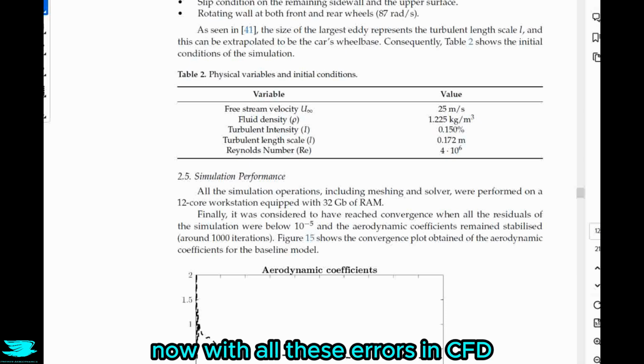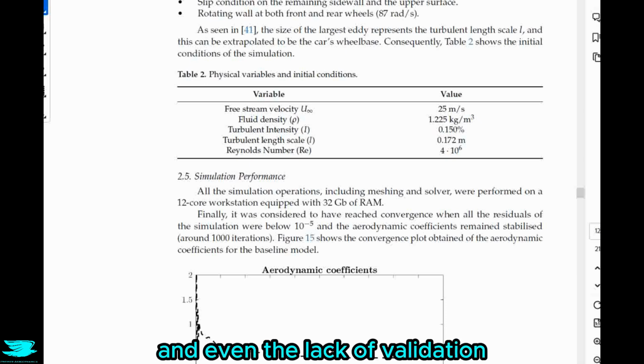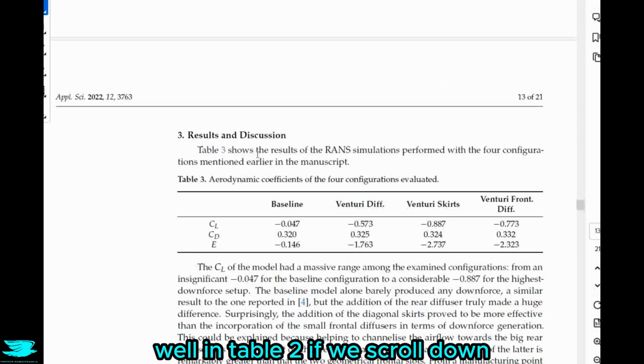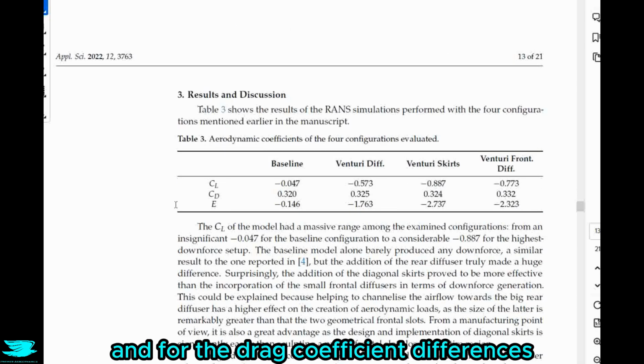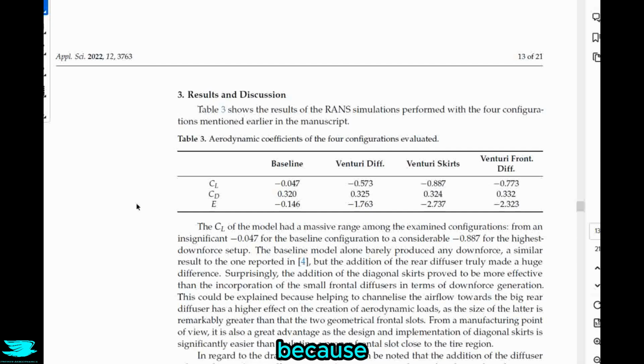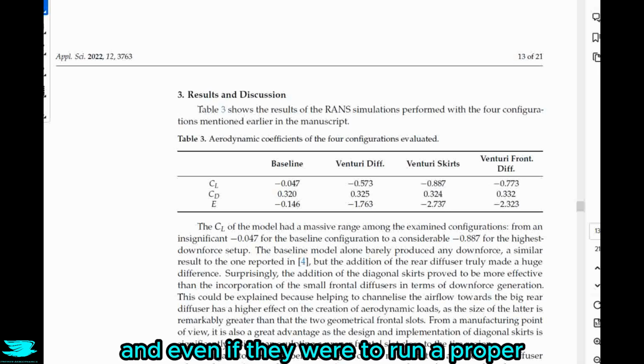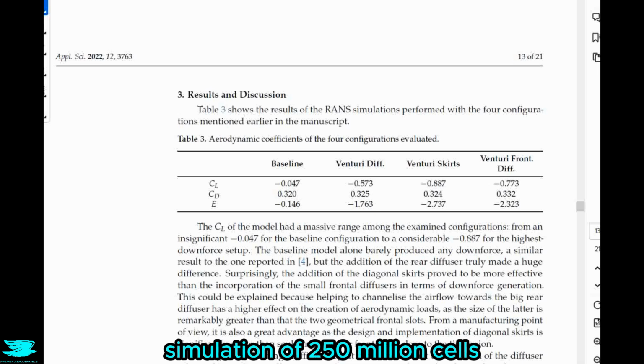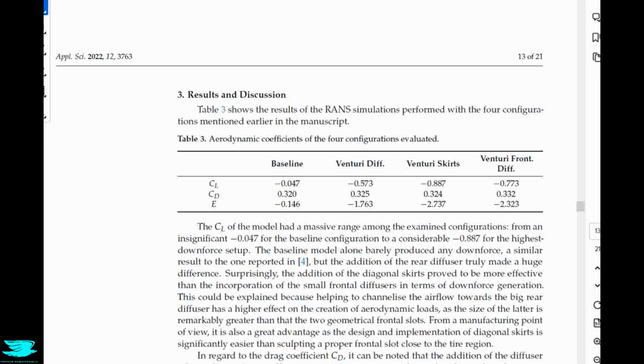Now, with all of these errors in the CFD and even the lack of validation, is the CFD worth anything? Well, in table 2, if we scroll down, we see the results. And for the drag coefficient differences, I would definitely say not, because the drag coefficient of each diffuser setup is within a few counts of each other. And even if they were to run a proper automotive simulation with a DES simulation of 250 million cells, this difference would still be in the uncertainty. So the differences in the drag coefficient here don't really mean much, but the lift coefficient is a different story.